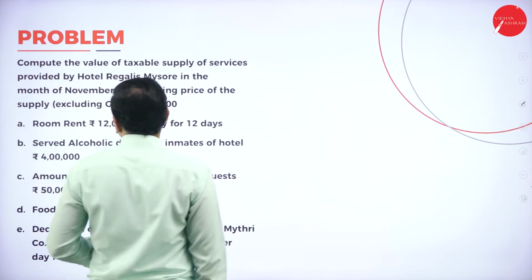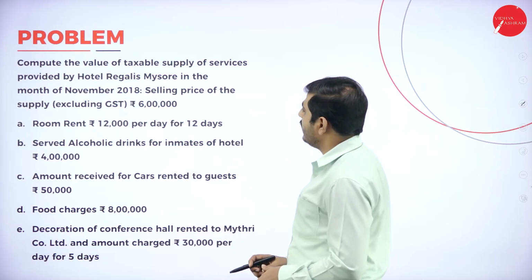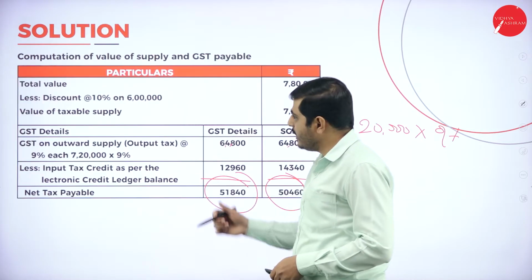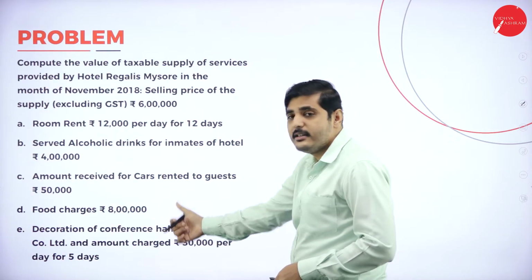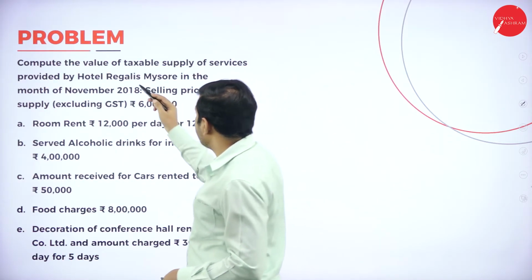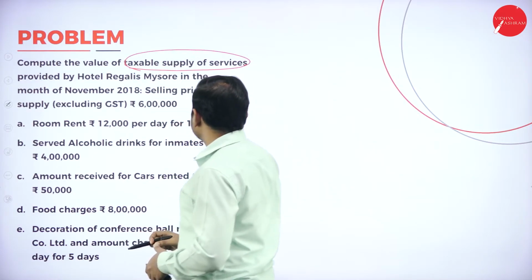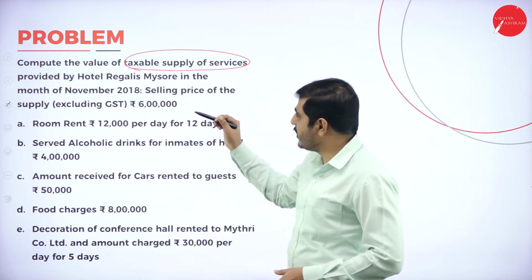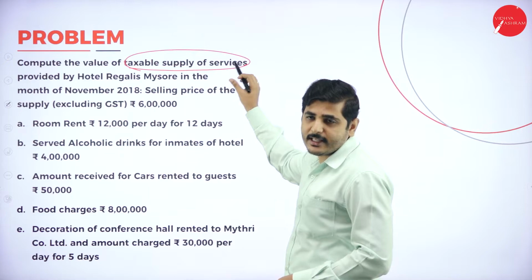Now let's go to one more problem. Compute the value of taxable supply of service provided by the hotel Regalis Mysore. The earlier one was when you supply products; here you supply services. Here they are just asking for the total value of taxable supply. They are not asking for the calculation of tax.